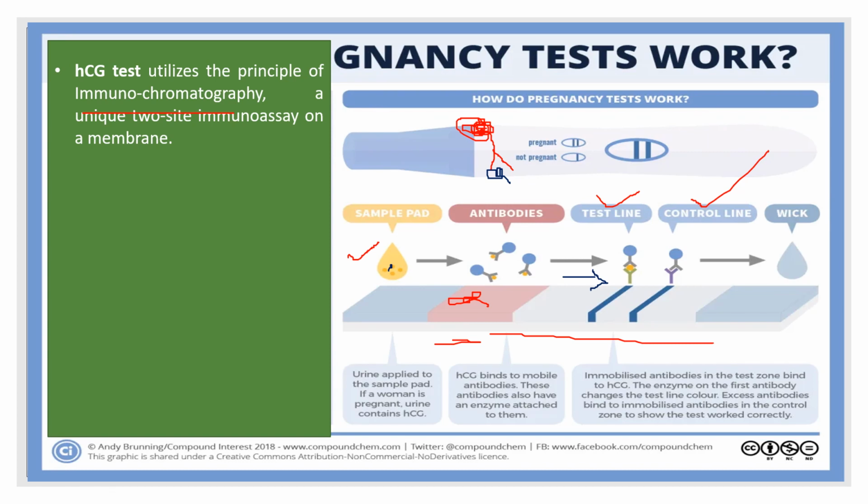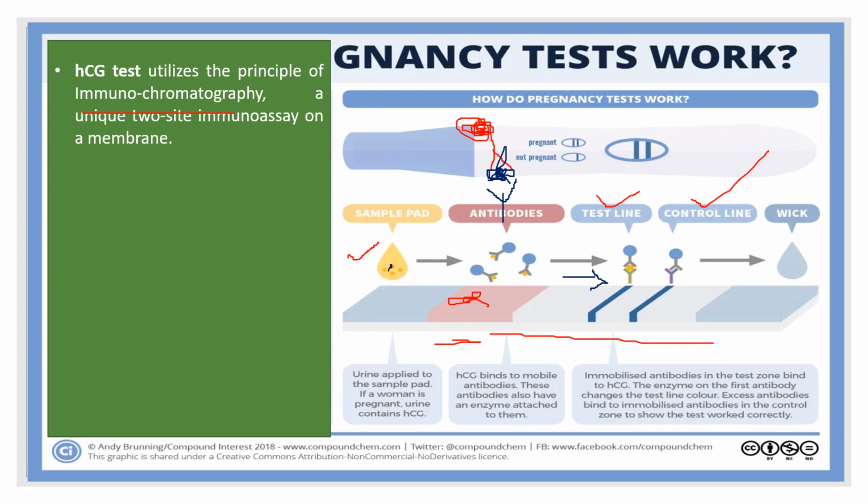In the test line, there are immobilized anti-HCG antibodies. So this one is your HCG, and here at the test line another anti-HCG antibody is there. So it will again bind with it, and as it is immobilized, it is totally pasted, so this complex will remain on this area.